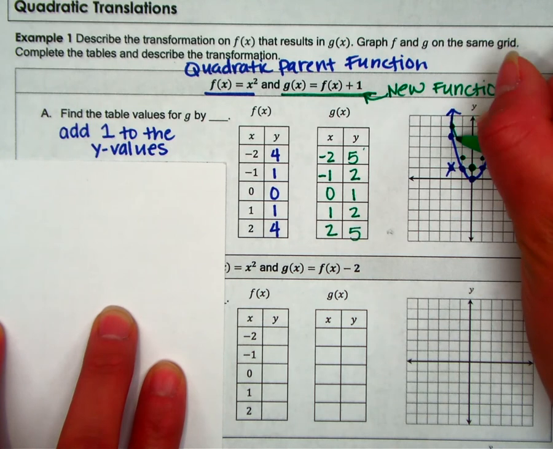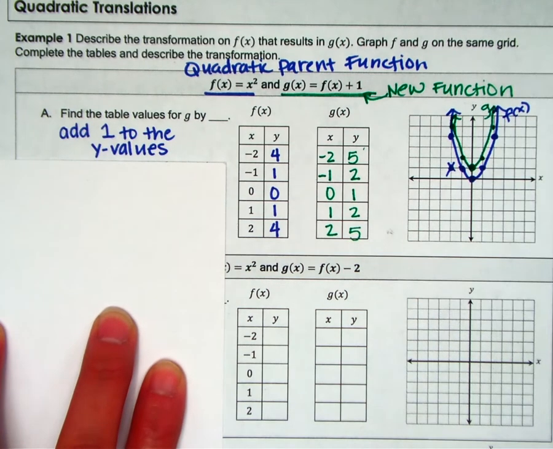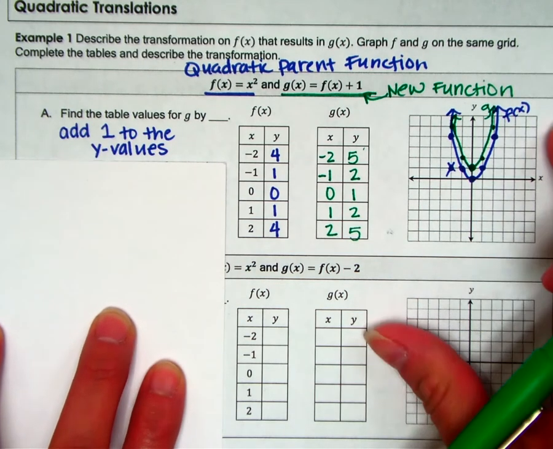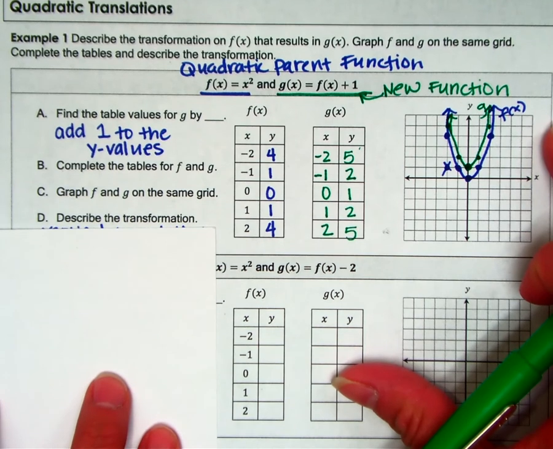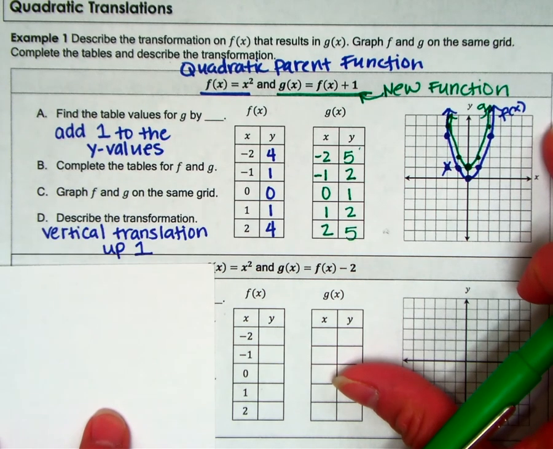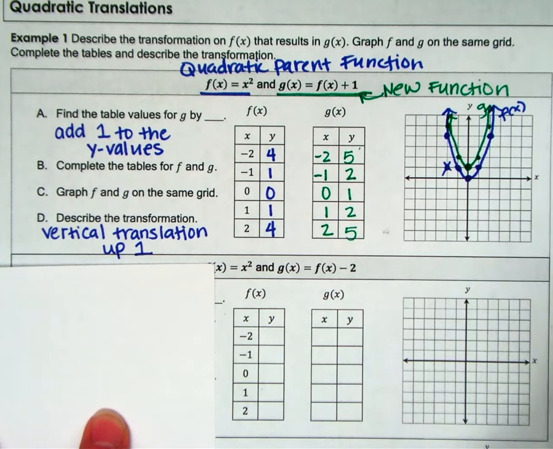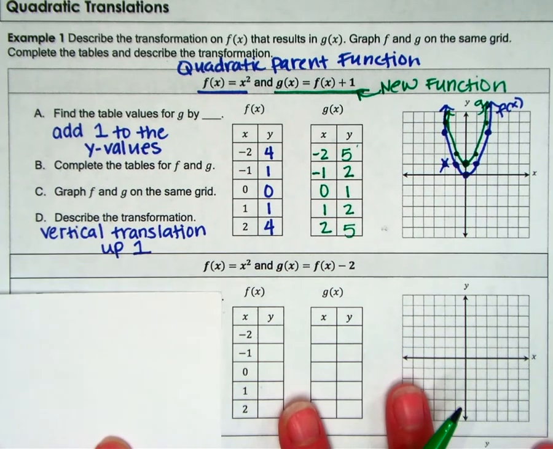So I kind of drew it overlapping, but you can see that g has moved up from the origin. So we completed the table, we graphed them on the same grid. We're going to just describe the transformation. Well, we know that the transformation is going to be a vertical translation up 1 because there's a plus 1 on the outside. Let's look at another example.